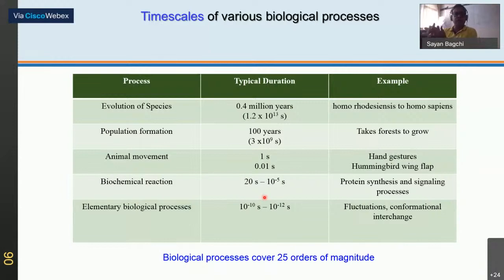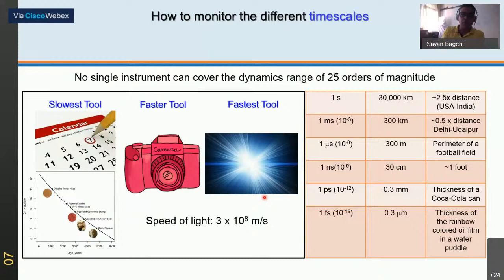So now we have no single instrument that can cover the dynamics over these 25 orders of magnitude. If you think about the slowest instrument that we have, I can say it's a calendar, or you can think about radiocarbon dating. If we want a faster instrument, nowadays we used to talk about digital cameras, then these SLRs, DSLRs. And now we can even click good pictures with good time resolution, maybe shutter speed and so on, even on mobile. And if we think of the fastest tool, we have lasers, which give femtosecond pulses.